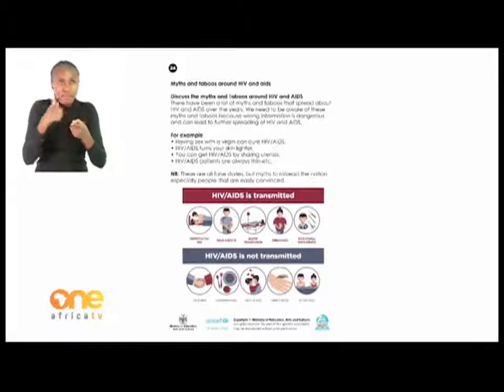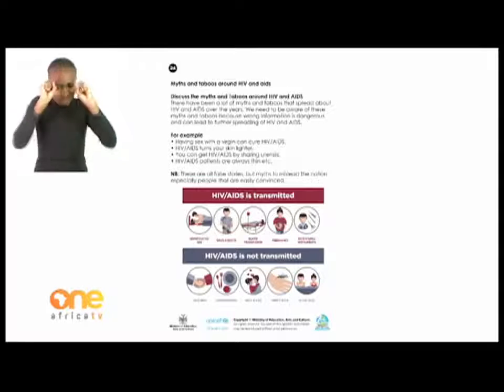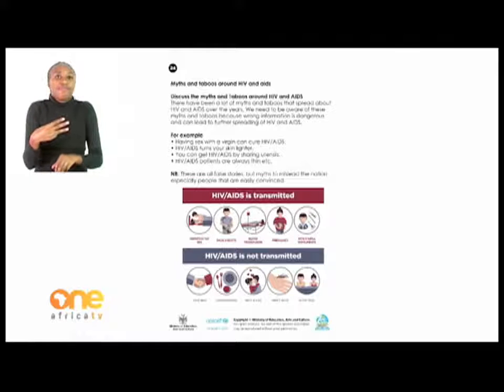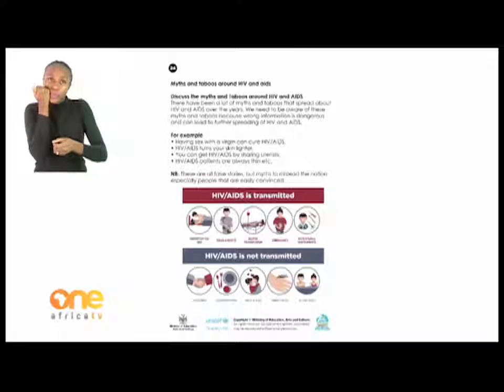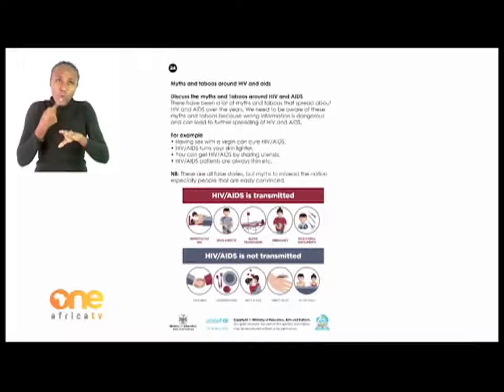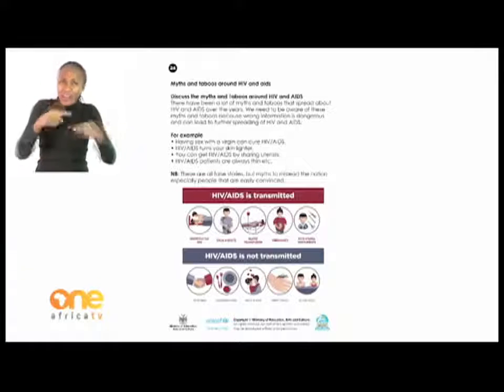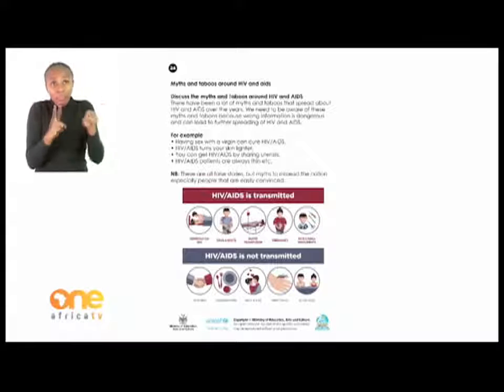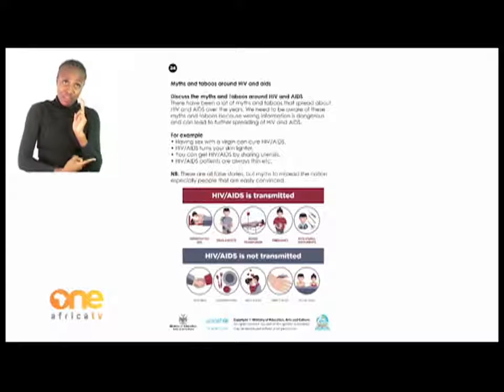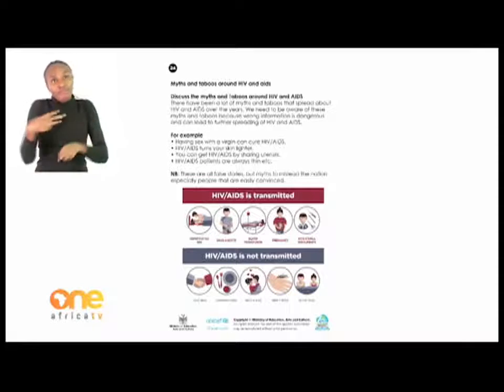Unprotected sex. When you practice unprotected sex, you are at risk of contracting HIV because bodily fluids are being exchanged. Drug addicts. The use of drugs affects your brain, alters your judgment, and lowers your decision making. So you are most likely to engage in unprotected sexual intercourse or share needles that may contain blood. And we all know that HIV lives in bodily fluids such as blood. Blood transfusion. Mother to child transmission of HIV can be during pregnancy, at birth, or through breastfeeding.